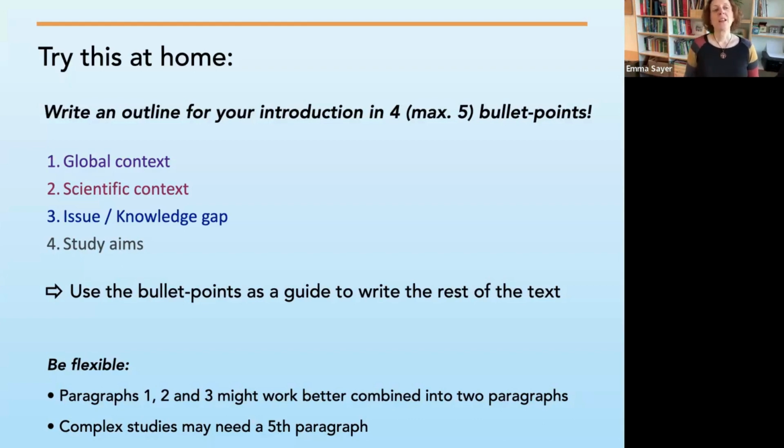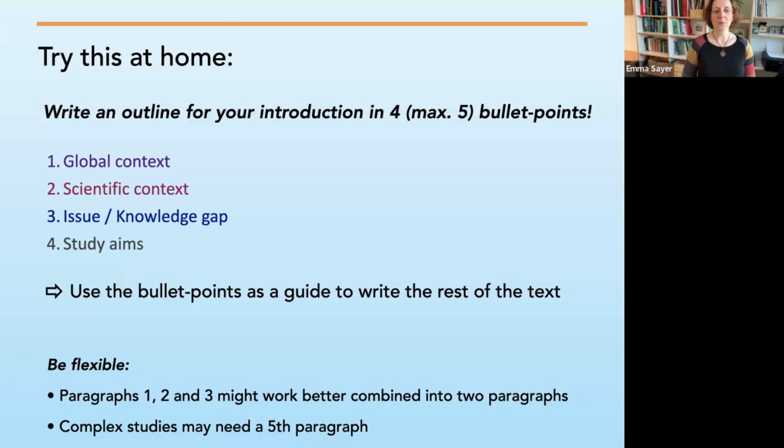Of course, this is a classic 4-paragraph introduction. It's good to be a little bit flexible. So the first 3 paragraphs might actually work better combined into 2. It might make sense, for example, to combine the global context and the scientific context into 1 paragraph, or the scientific context with the knowledge gap.